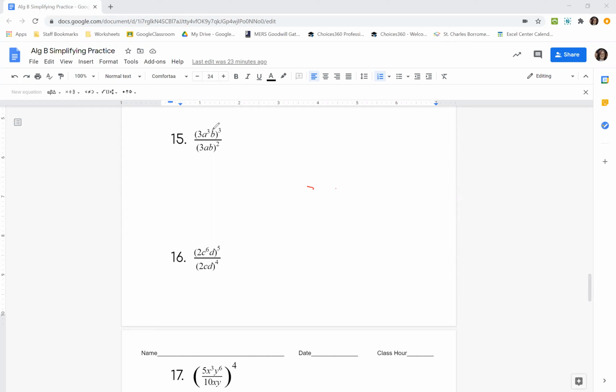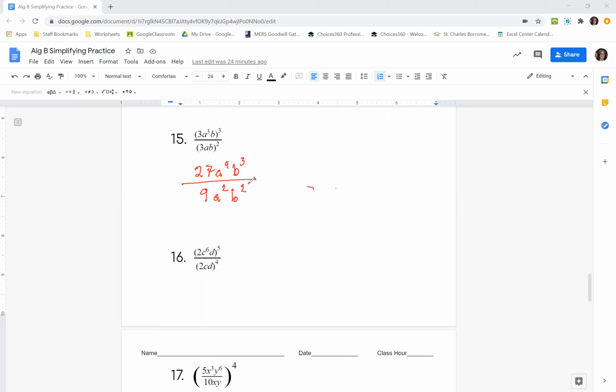So 3 cubed is 3 times 3 times 3, which is 27. A cubed raised to the cubed is a to the 9th. And then b cubed is just b cubed. Divided by 3 squared is 9, a squared is a squared, and b squared is b squared.